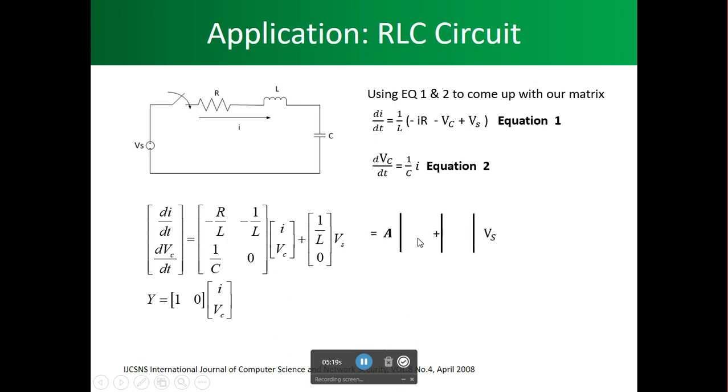So now we would like to come up with, how do we make this a matrix? How do we put this together? So we're going to be using this matrix here as our main matrix. It is not symmetrical, but it is a square matrix, A, and then this is going to be I and VC. These are the vectors that we're going to be using. And our voltage here, our voltage source, we will ignore at this point.